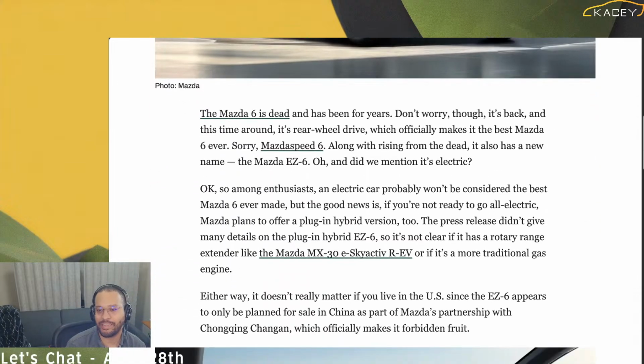Mazda 6 is dead and has been for years. But don't worry, it's back this time around. It's rear wheel drive, which yeah, it used to be a front wheel drive car, which officially makes it the best Mazda 6 ever. Sorry, Mazda Speed 6. Along with rising from the dead, it now has a new name, the Mazda Easy 6. Oh, and did we mention it's electric?